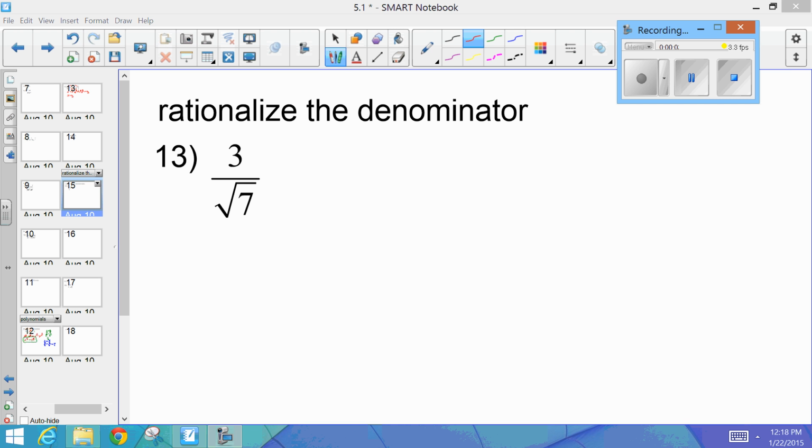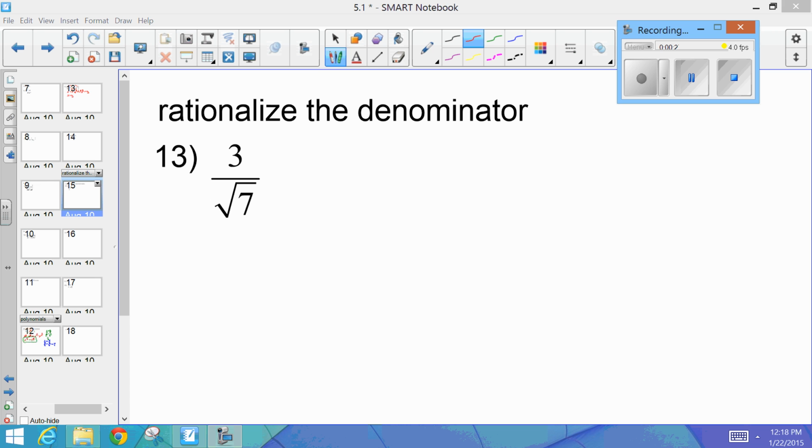This is pre-calc video 5.1 on rationalizing the denominator. Hopefully you remember how to do this from Algebra 1. You're not allowed to have any radicals in the denominator for a simplified fraction. So the method of getting the radical out of the denominator is called rationalizing.